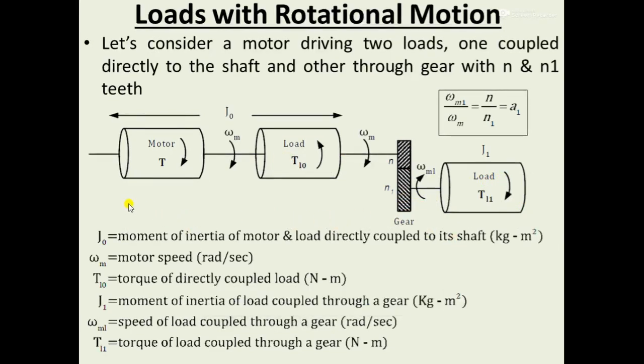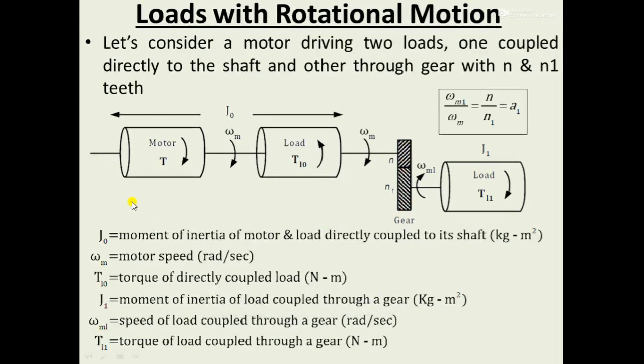In order to determine the equivalent moment of inertia for this complete motor load system, we will assume this transmission system as a lossless one. That is, the losses occurring in this transmission system are not taken into consideration. Or else we can say that the system is 100% efficient. That is the assumption we take into consideration while obtaining the standard relation for equivalent moment of inertia.